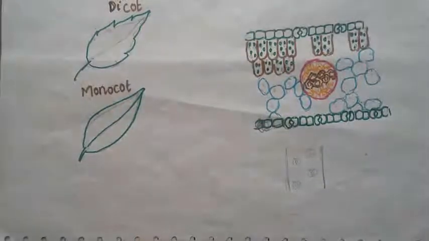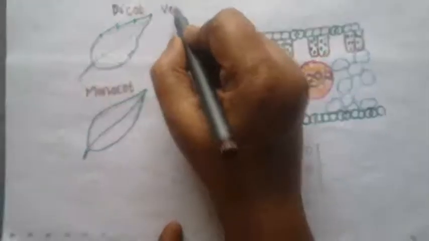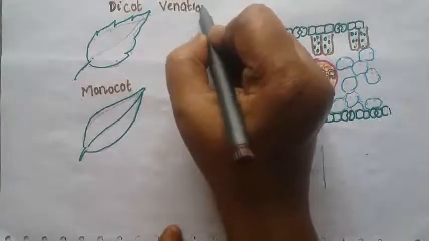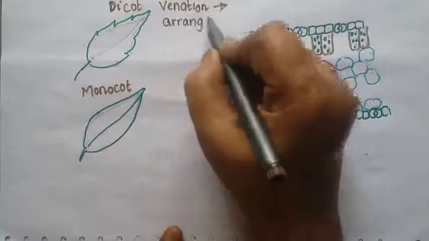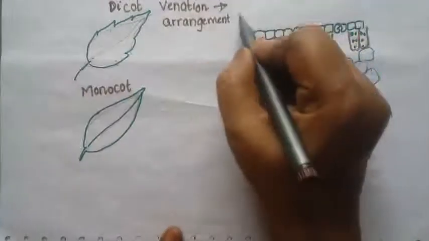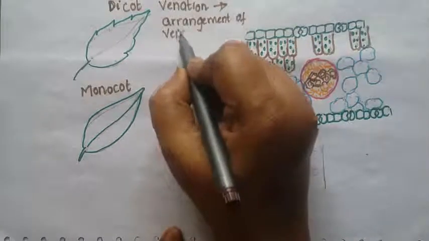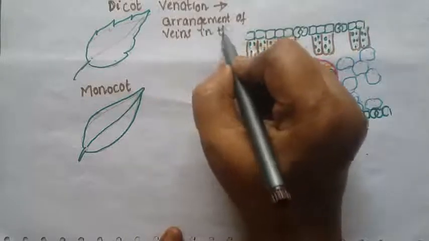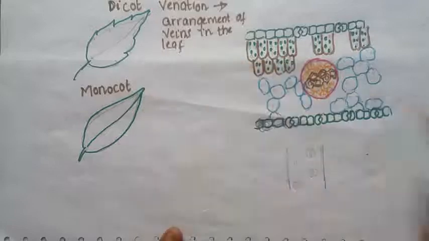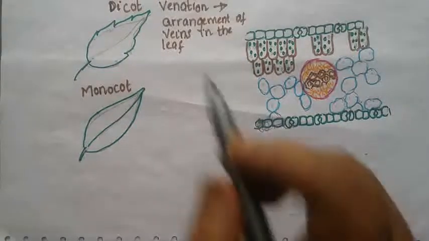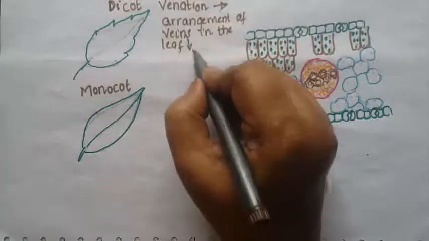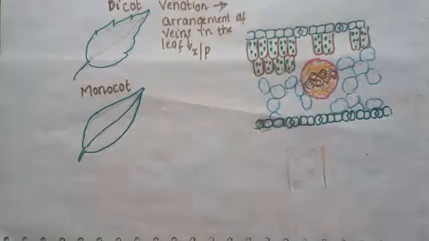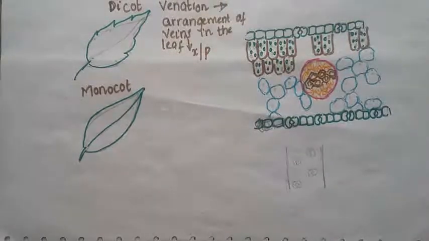What is the meaning of venation? Venation is nothing but the arrangement of veins in the leaf. Right? So what do the veins comprise? The vein comprises xylem followed by phloem, which makes up the vascular bundle which provides water and food.